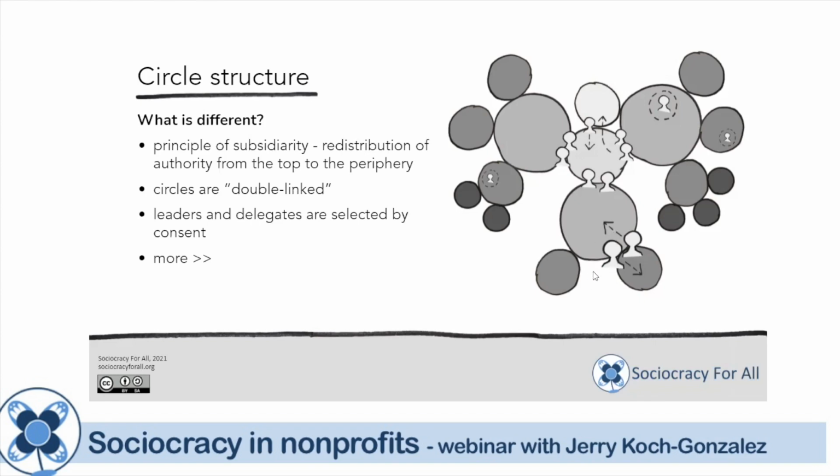Another aspect is that all circles, or at least most of the circles, particularly towards the core, are double linked, meaning there are two people serving on both what we might call the parent circle or super circle and the subcircle. So you see that here, and I'll say more about that. Those two people are the leader and delegate of the circle, and both of those positions are chosen by consent.